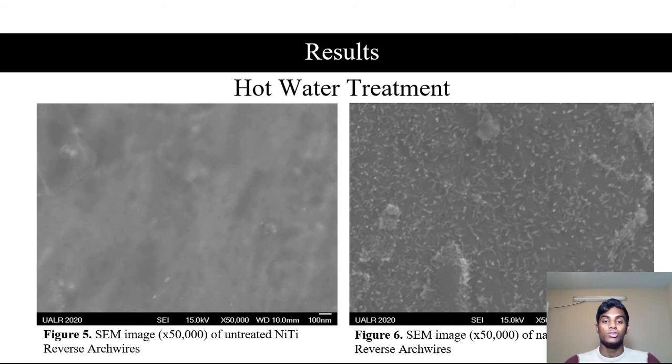In this slide, you can see the SEM images of the treated and untreated nickel titanium archwires. To the left, you have the untreated nickel titanium archwires without nanostructures, and you can see how the surface is really smooth. And to the right, you have the nanostructured nickel titanium archwires, which are a lot rougher and thus causing mechanical lysis of bacteria.